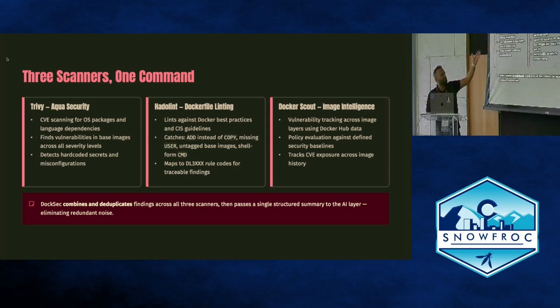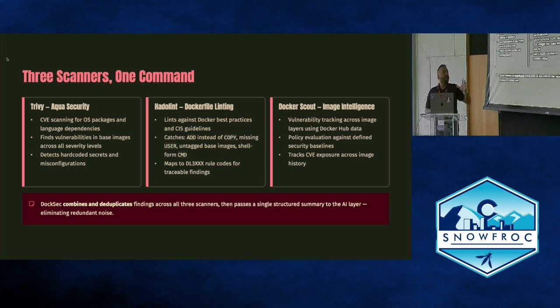It catches, for example, ADD instead of COPY. If it catches a missing USER, it maps to a DL3XXX rule, and so on. Basically it will follow Dockerfile best practices. And then Docker Scout, the Docker product, is for image intelligence. It tracks vulnerabilities across the images, because in production you don't have only one Docker image. In production you have maybe 10, 20, 50 Docker images forming your containers, which form your production environment. So all of these three scanners you can use one by one.